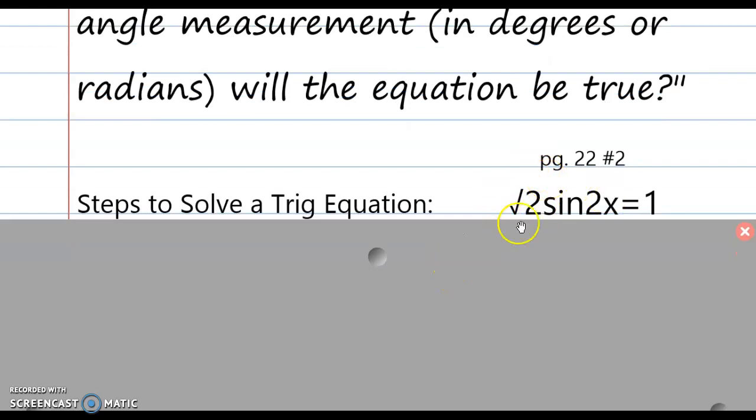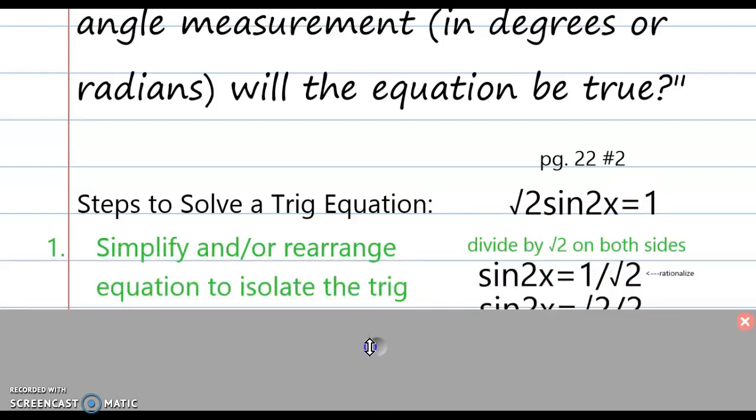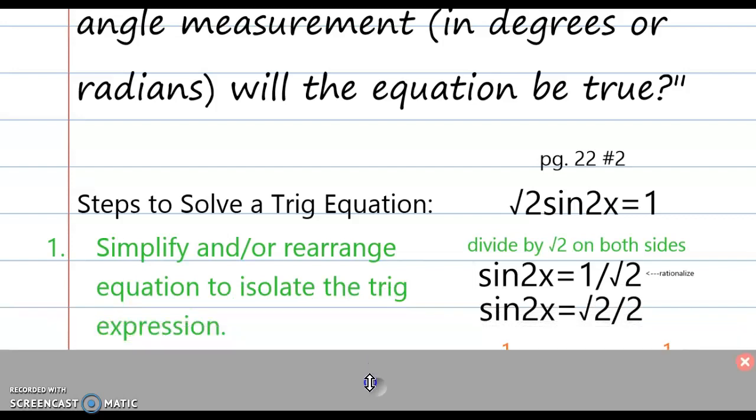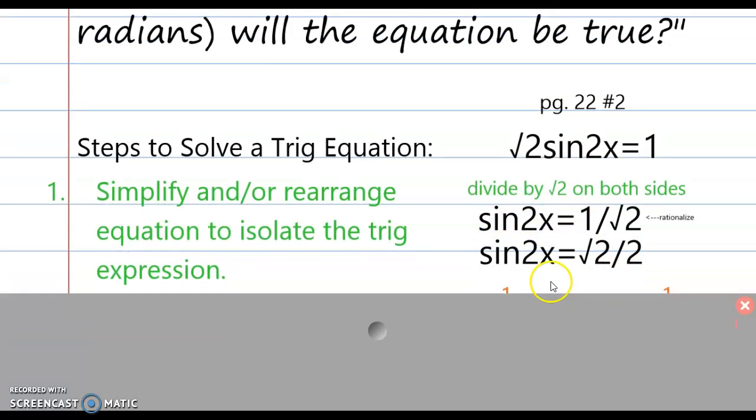So this, you can see, is clearly a slightly more complex example. We have more going on. We're going to follow these basic steps. The first thing is to simplify or rearrange the trig equation to isolate the trig expression, meaning to get your sine, cosine, secant, tangent, whatever it is, by itself. So right now, what's with it is this square root of 2. So I'm going to divide by that on both sides, which gives me 1 over the square root of 2. But when I rationalize that, I get the square root of 2 over 2. So that would be step 1: always get your trig expression by itself.